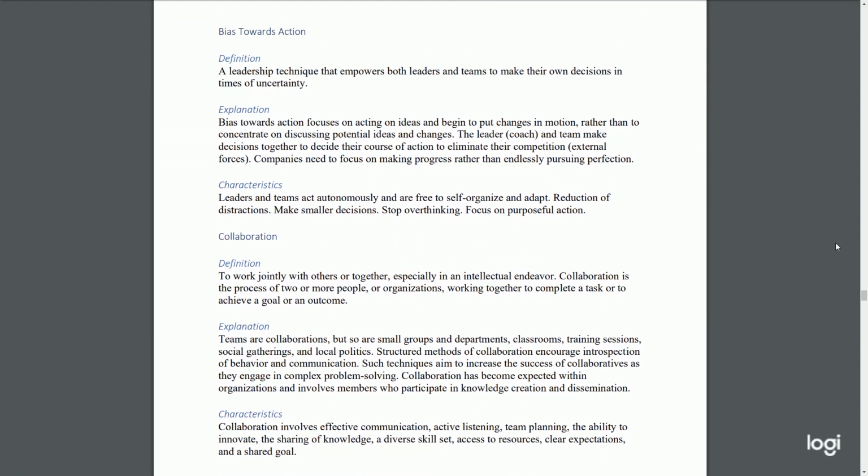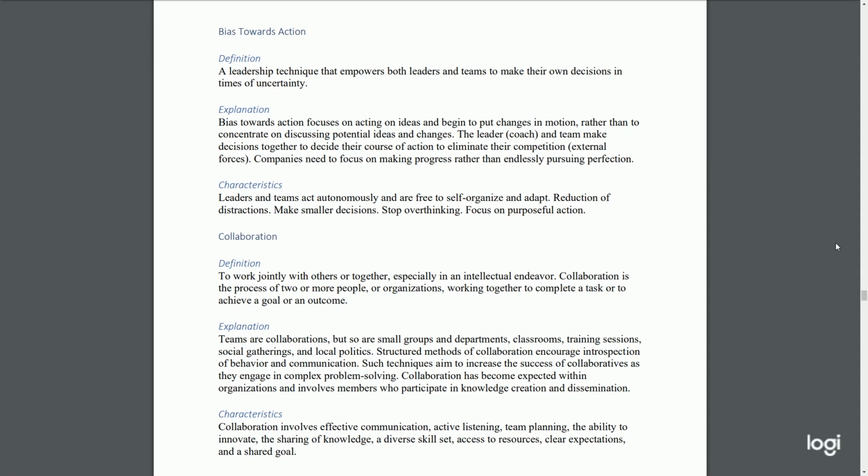Bias towards action. Definition: a leadership technique that empowers both leaders and teams to make their own decisions in times of uncertainty. Explanation: bias towards action focuses on acting on ideas and beginning to put changes in motion, rather than concentrating on discussing potential ideas and changes. The leader, or coach, and team make decisions together to decide their course of action, to eliminate their competition and external forces. Companies need to focus on making progress rather than endlessly pursuing perfection.